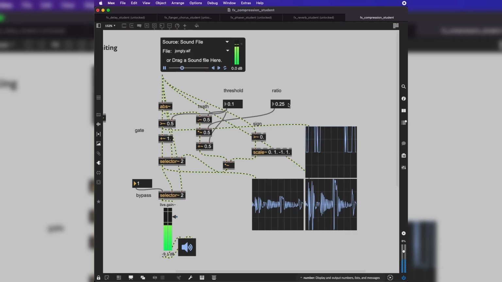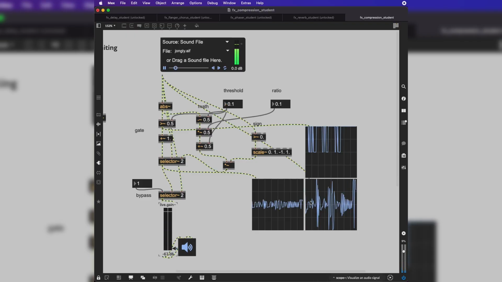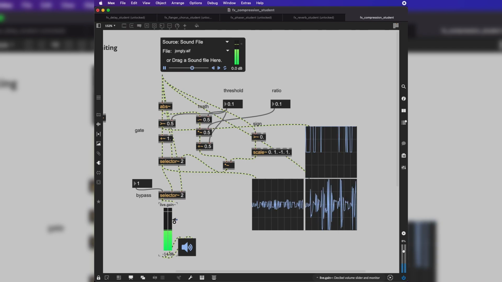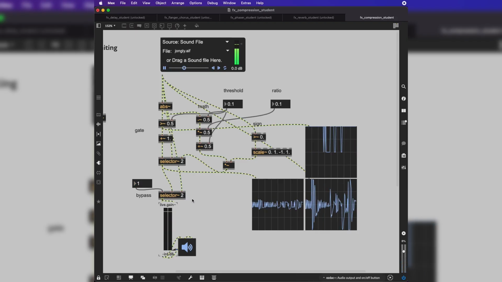You can take the ratio even further down. So now you're really squishing the signal, right? And the signal is more quiet, obviously, compared to the original. That's because we compressed it, right?